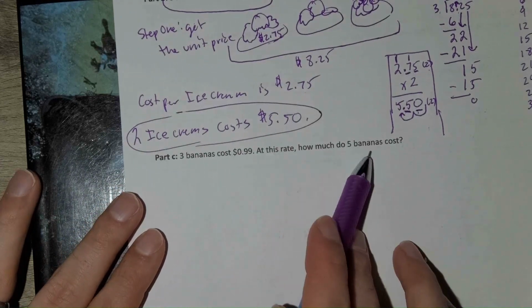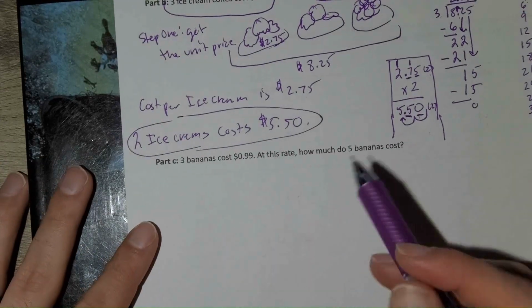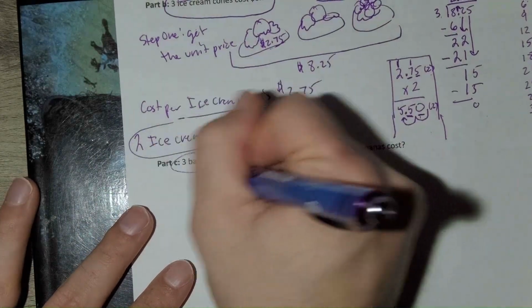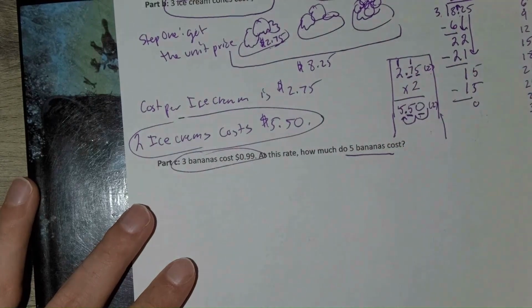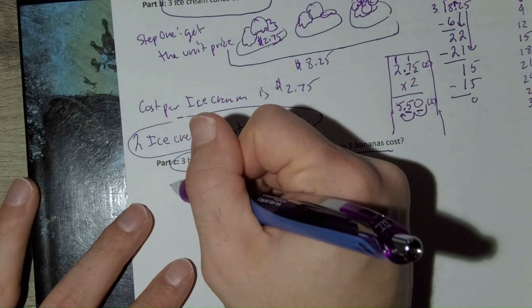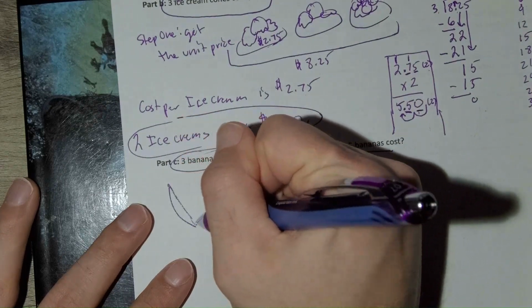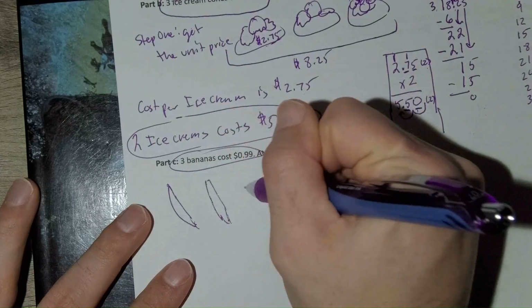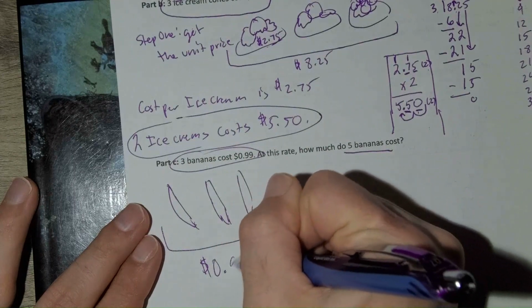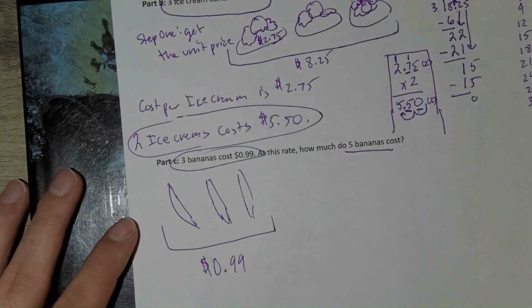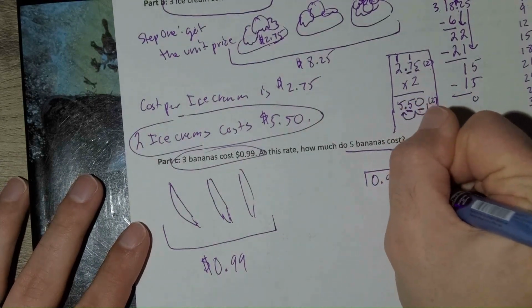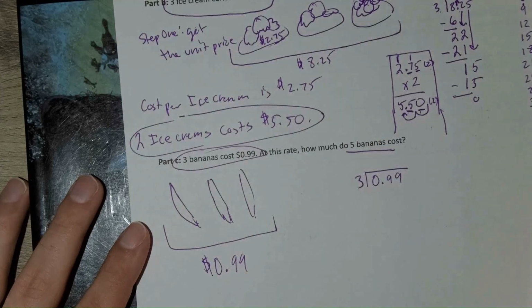At this rate, how much would 5 bananas cost? Now, right, we can get our unit price again. We already did our multiples of 3. And so we know we have to get our unit price and then multiply that unit price by 5. And so here we get 3 bananas costs 99 cents. We want to know how much does 1 banana cost. And so to do that, we need to divide. So we get $0.99 divided by 3.